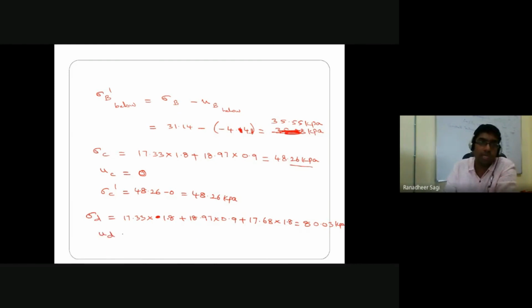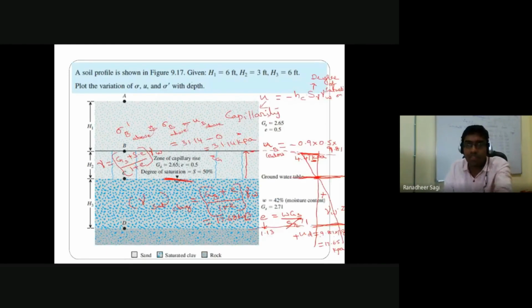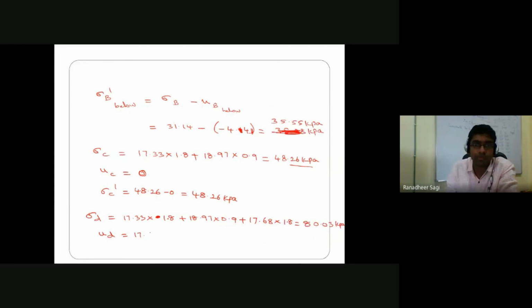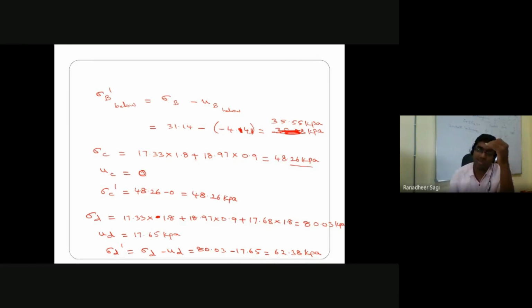Then the pore water pressure at point D, I have already calculated earlier, where the value of pore water pressure at point D was 17.65 kilopascal, and sigma D dash, that is the effective stress at point D, is nothing but total stress at point D minus the pore water pressure at point D. So it is nothing but 80.03 minus 17.65, 32.38 kilopascals. So we know how much is our total stress, pore water pressure, effective stress at all those points we were looking at. So I can simply go ahead in plotting how the total stress varies with depth.